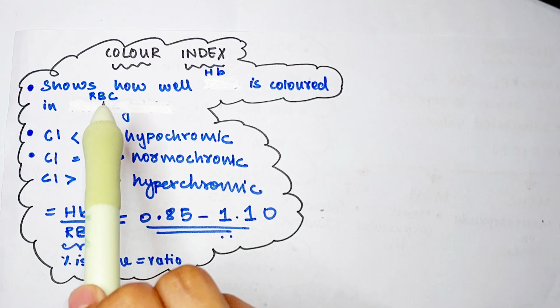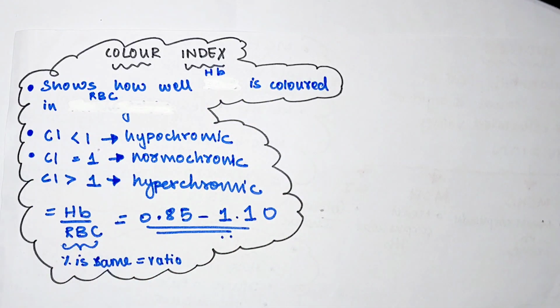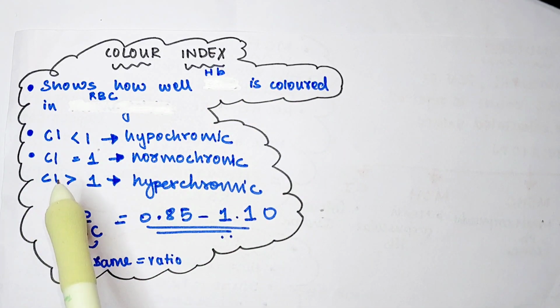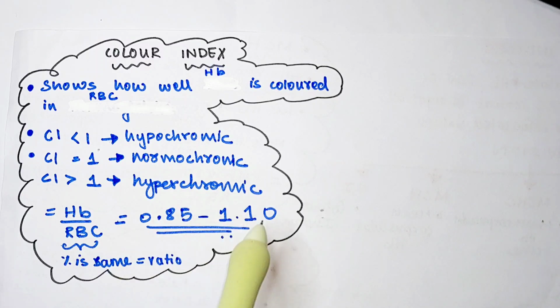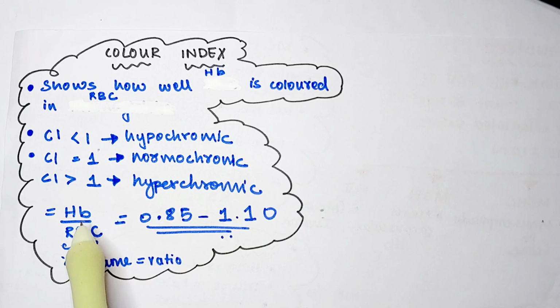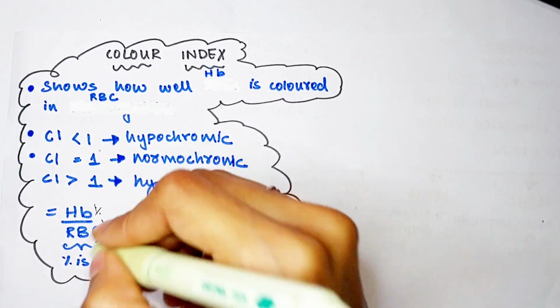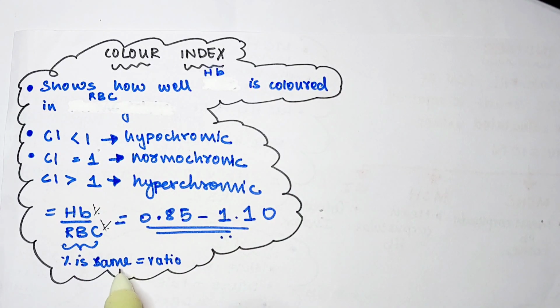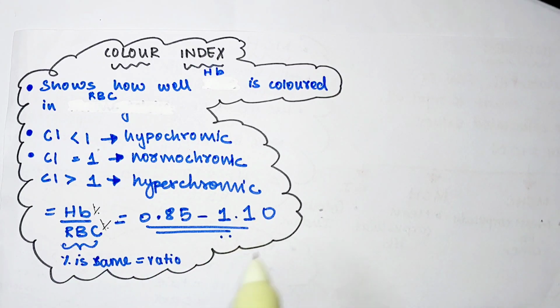Color index shows how well the HB, that is the hemoglobin, is colored in the RBC that is present. Now let's say that the color index is less than 1, hypochromic, more than 1, hyperchromic, equal to 1, normochromic. Its normal range is 0.85 to 1.10. Now, why are there no units to this? It is nothing but the amount of HB, how well it is colored in the RBC that is present. Both of their units are percentage. So percentage and percentage will get cancelled over here, leading to a ratio-like format, that is 0.85 to 1.10 being its normal range.